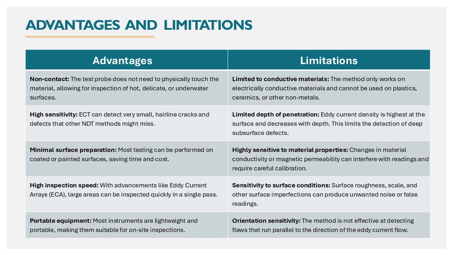Number 3 is high sensitivity to material properties. Changes in material conductivity or magnetic permeability can interfere with readings and require careful calibration. Number 4 is sensitivity to surface conditions. Surface roughness, scale, and other surface imperfections can produce unwanted noise or false readings. And number 5 is orientation sensitivity. The method is not effective at detecting flaws that run parallel to the direction of the eddy current flow.